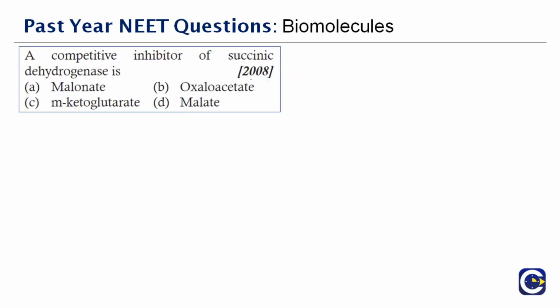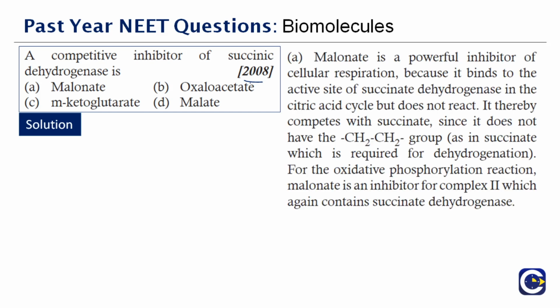Next question here, asked in the year 2008. A competitive inhibitor of succinic dehydrogenase. What do you mean by inhibitor? The name itself tells you, right? It inhibits something, right? So inhibit, the process to restrain or prevent, is the common meaning of inhibit. Now inhibitor, the one which will help in that inhibition activity. A competitive inhibitor of succinic dehydrogenase is, the correct answer is option A, malonate.